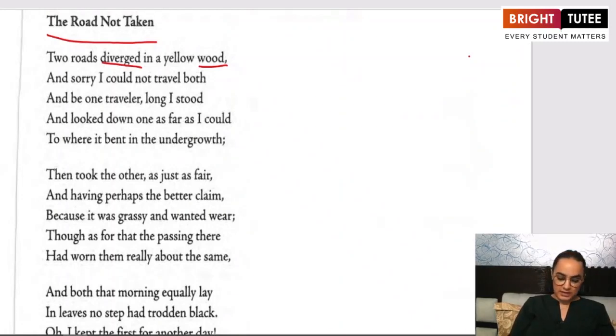So he stood there for a very long time, and he looked down as far as he could. So he looked at both the roads that lay in front of him for as long as he could, till the time they bent in the undergrowth. Undergrowth means being covered by heavy bushes. So till the time the roads were plain and he could see, it was okay with him. But then there was a moment after which the roads were covered with a lot of heavy bushes. So beyond that, he could not see anything.